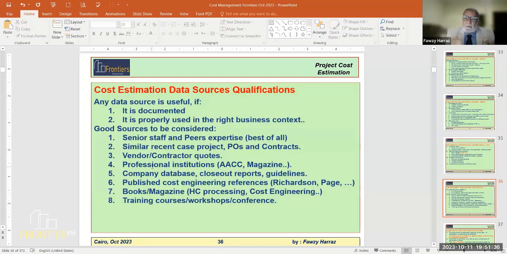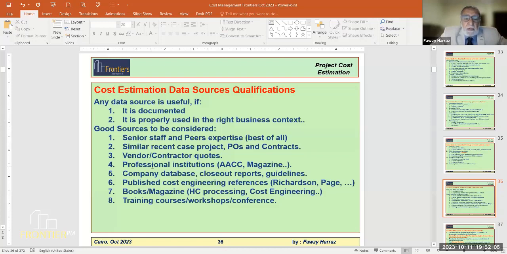So the range of accuracy obliges us to use quality information. If we need better accuracy, we should use quality information. So if we know that this information is not quite reliable, we should not use it on a high accuracy estimate, such as the definitive estimate, which we said is used for a big decision.